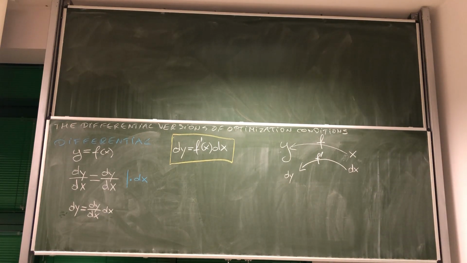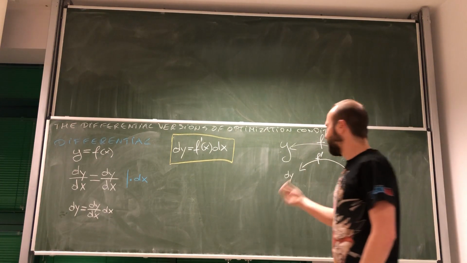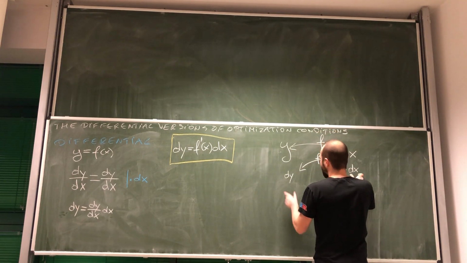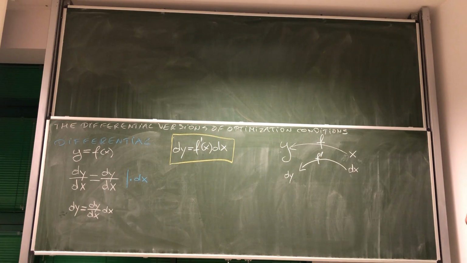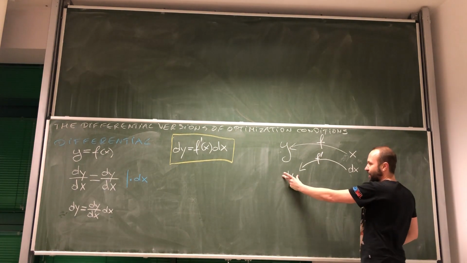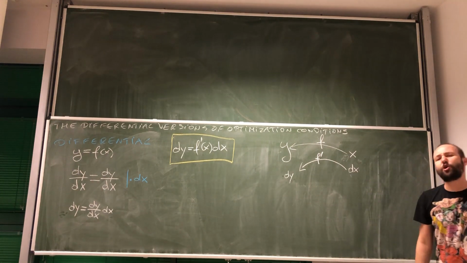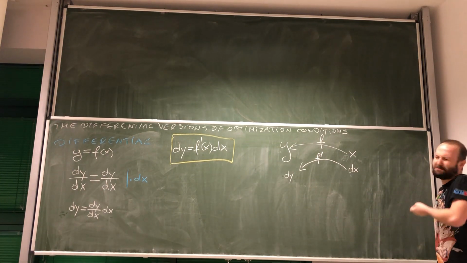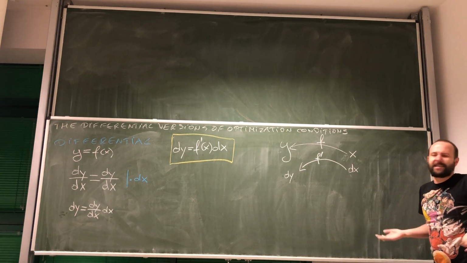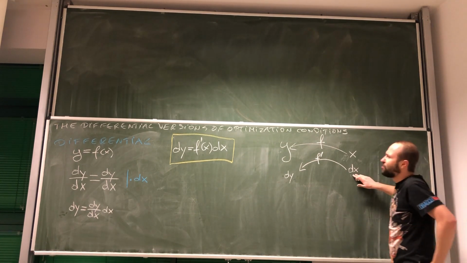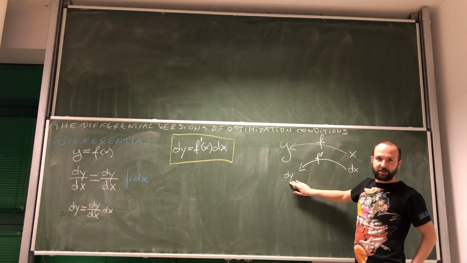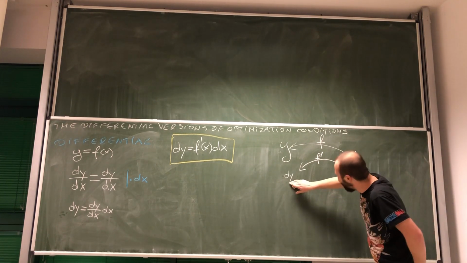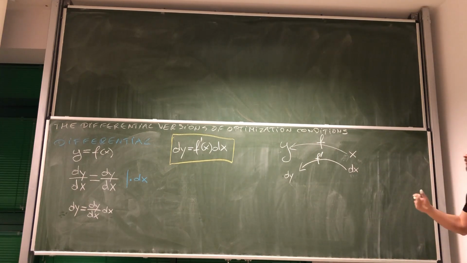As we said before, those changes are incredibly tiny. So why does it really matter by how much y is changing? Because it's so very little that it doesn't make a dent. If dx is infinitesimally small, dy is also going to be infinitesimally small. So why does it matter?